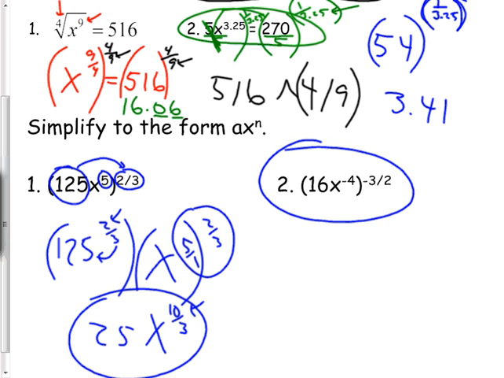Okay, here's what I'm thinking that you should have been thinking. 16 to the negative 3/2. First of all, square root, 4. 4 to the third. Quiet, please. 4 to the third, 64. Then you make it negative. 1 over 64, isn't it?